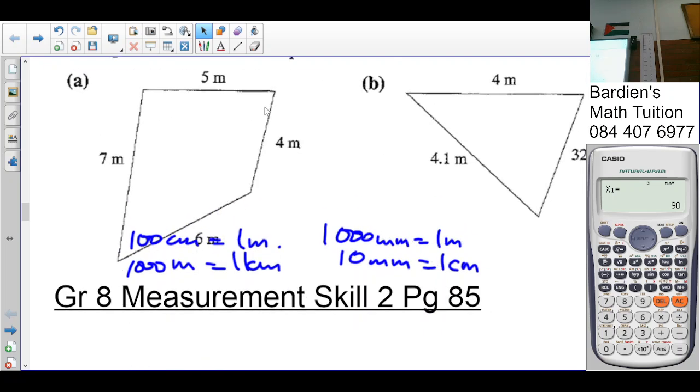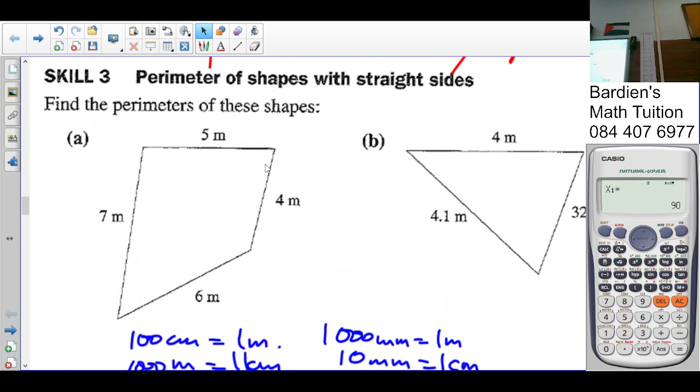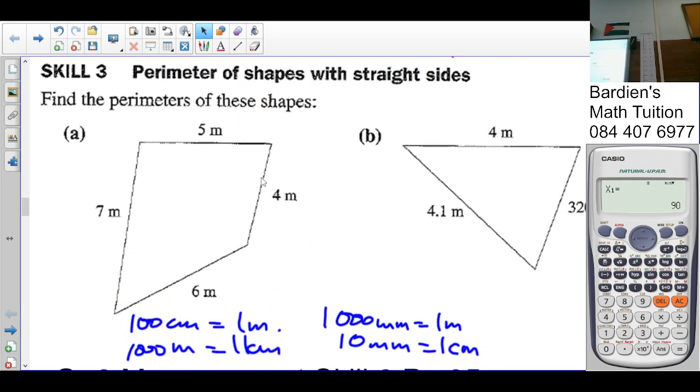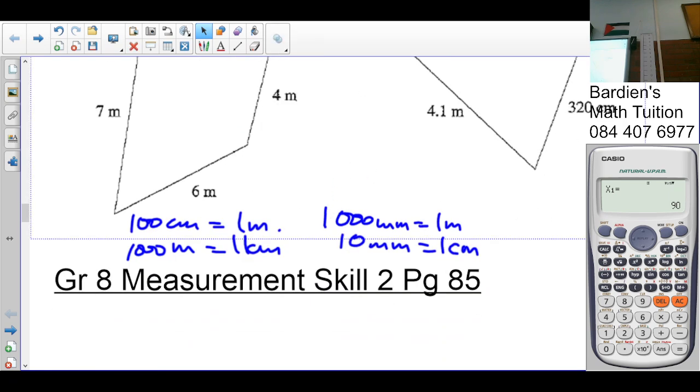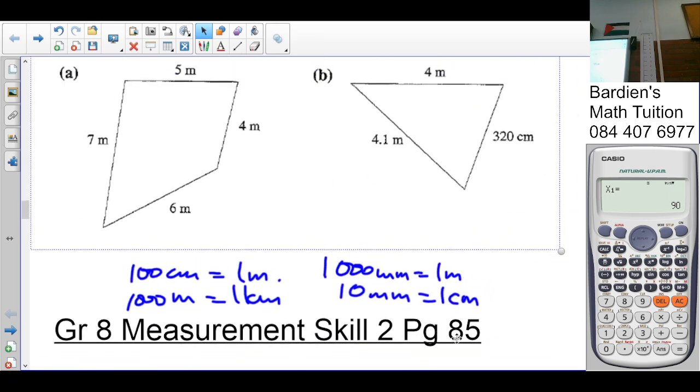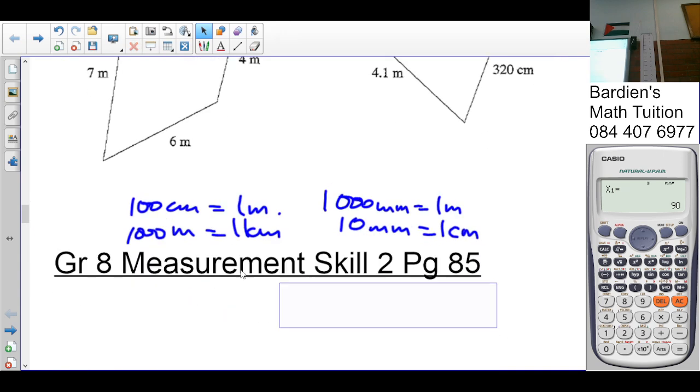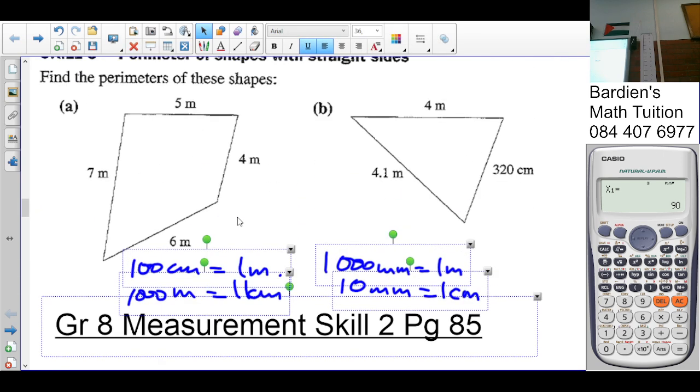So now we're looking at skill 3. And which page is skill 3 on? I must give you the test you wrote yesterday. No? But now. Normally we start off with that.